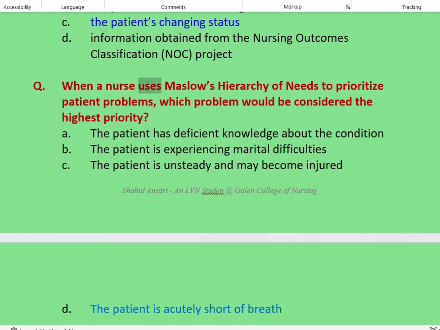Q. When a nurse uses Maslow's hierarchy of needs to prioritize patient problems, which problem would be considered the highest priority? A. The patient has deficient knowledge about the condition. B. The patient is experiencing marital difficulties. C. The patient is unsteady and may become injured. D. The patient is acutely short of breath.